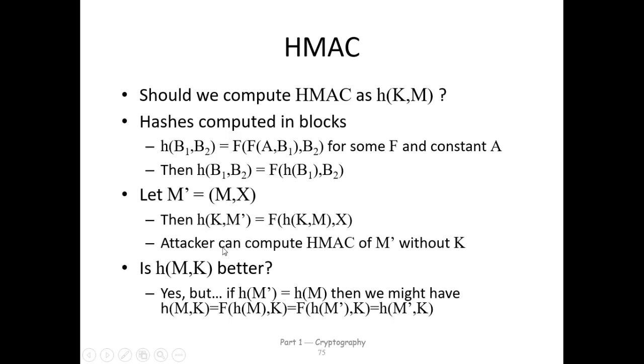what the attacker can do is compute the HMAC of m dash without k here. So that's the difference. So we can use h of m comma k. So remember, all we are discussing about this HMAC is only for authentication between the decided users.